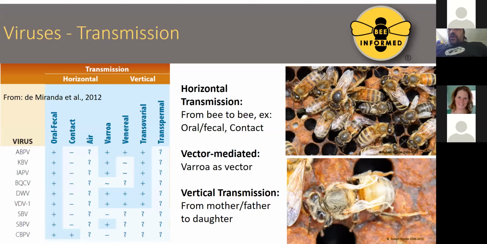Here I'll talk a little bit about an overview of the transmission, and then I'll get in depth in each one of these sections. So you have horizontal transmission, which is basically from bee to bee or contact. And then you have vector mediated, which means that it's spread through varroa as the vector of the virus. And then vertical transmission, which would be from mother to daughter, or father, from the queen.